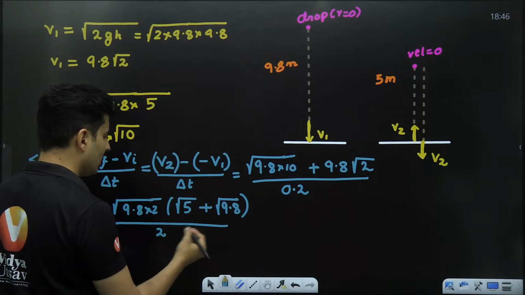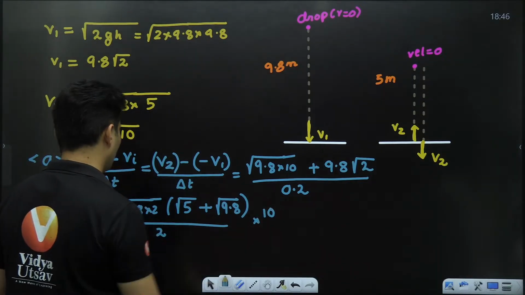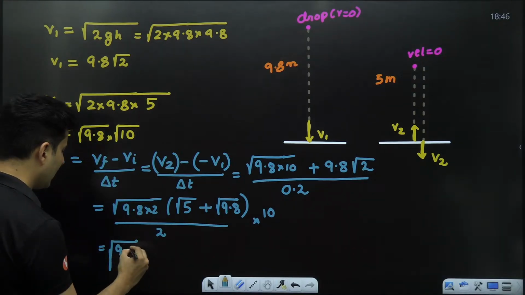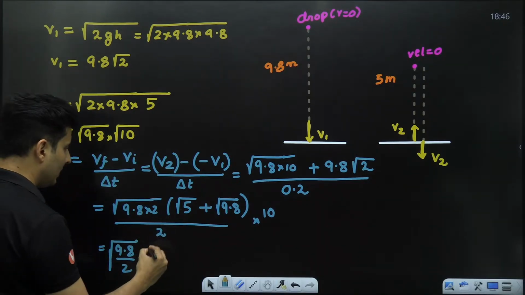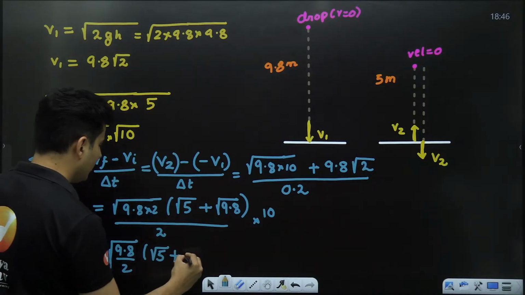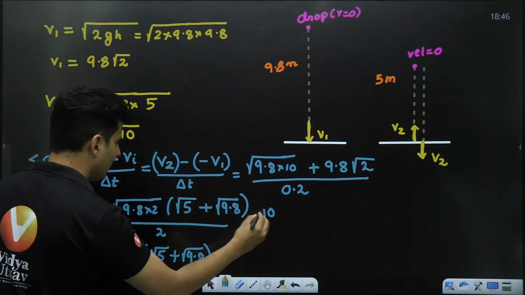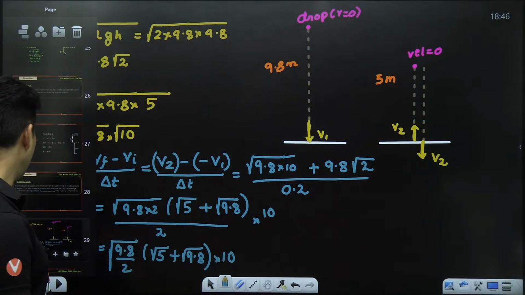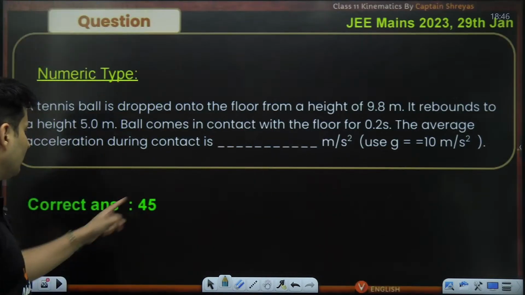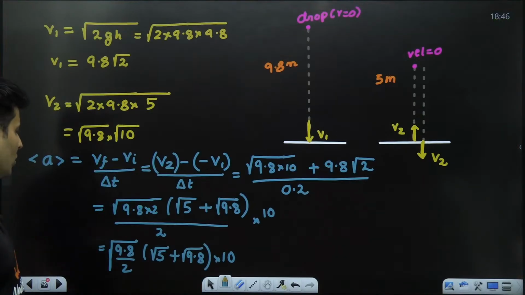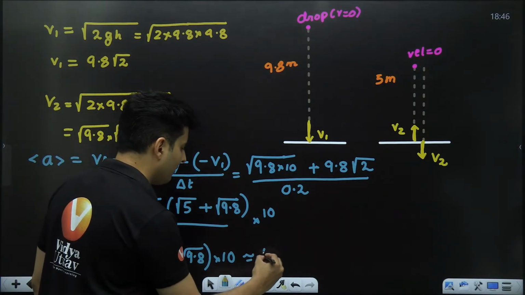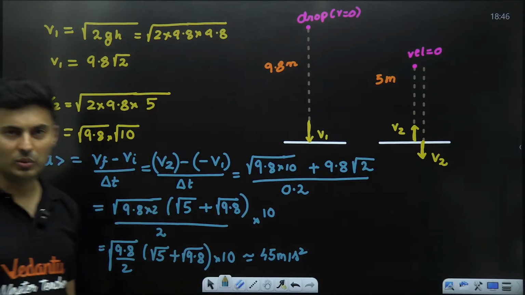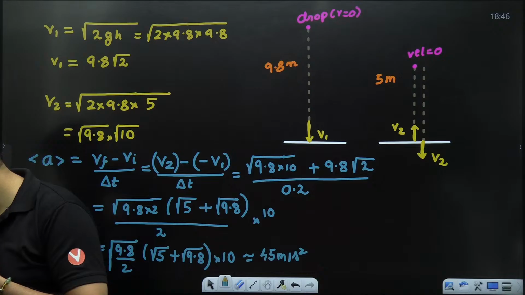0.2 is nothing but 2 divided by 10, so 10 will go on the top. If you want, you can cancel this root 2. So it will become root of 9.8 by 2, and this will be root 5 plus root 9.8. This whole thing will be multiplied by 10. If you find out that value after calculation, it will come close to approximately 45 meters per second square. But this is how you can do it. Is this absolutely clear, everyone?